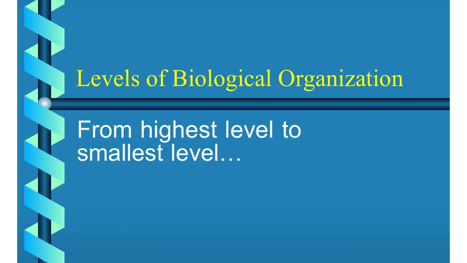We just finished the summary of all the properties that a living thing is characterized by in order to be alive. Now we're going to talk about the different levels of biological organization. We're going to start from the most general level, the highest level, to the smallest level, the most specialized level.